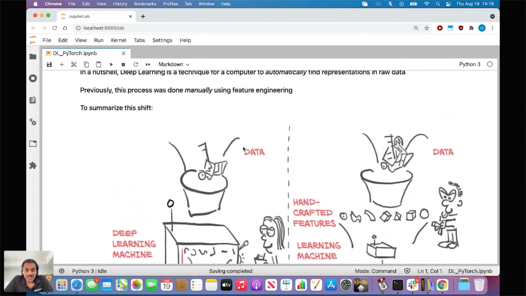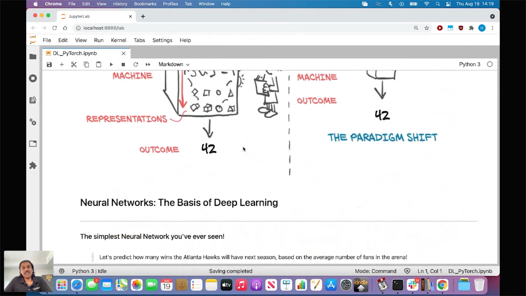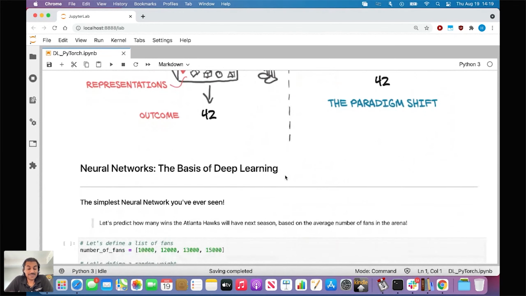So now that we kind of understand what deep learning entails, let's see if we can peel back the layers a bit, layers, pun intended, and see what a neural network looks like, right? And so I came up with this silly example. Hope you guys will appreciate it. I call it the simplest neural network you've ever seen.